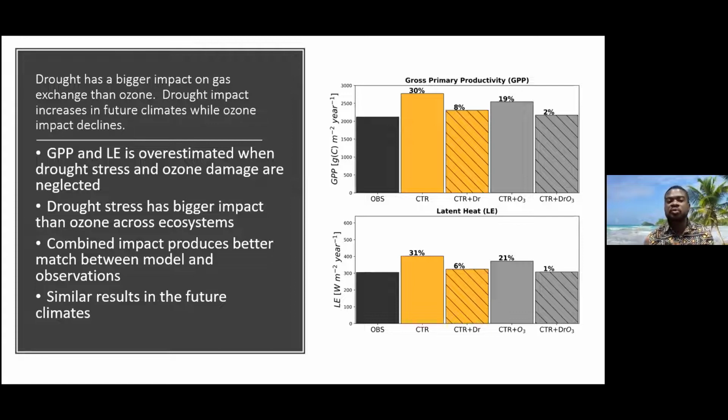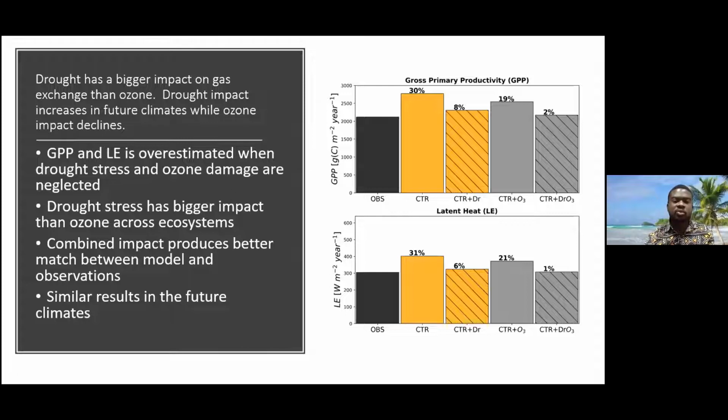But basically the story from all of these studies is that latent heat fluxes and GPP are overestimated when you ignore the effect of drought stress and ozone damage. But drought stress has a bigger impact on forests than ozone across different ecosystems, Mediterranean or boreal. But the combined impact of these two stress factors actually produces a better match between observations and the models. And we see a similar result in future climates.